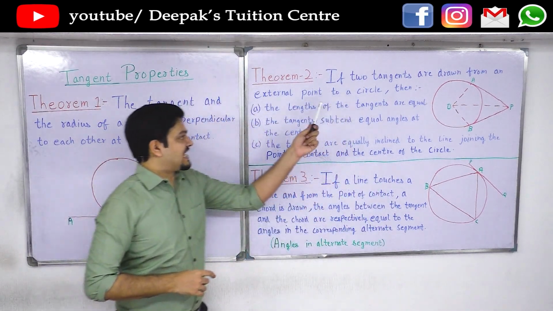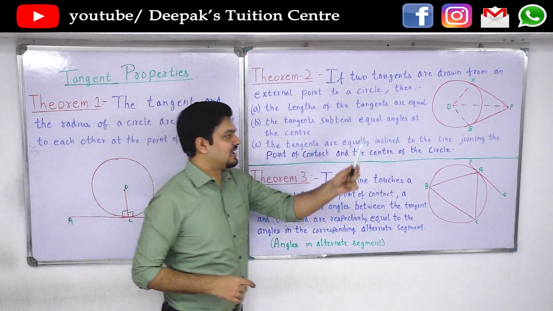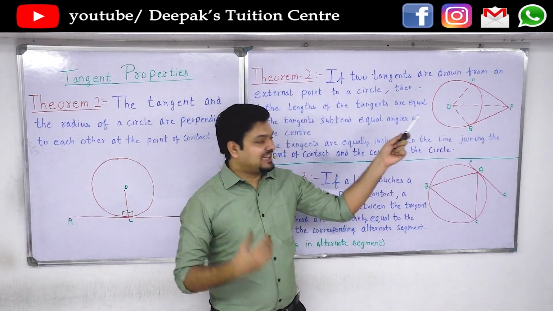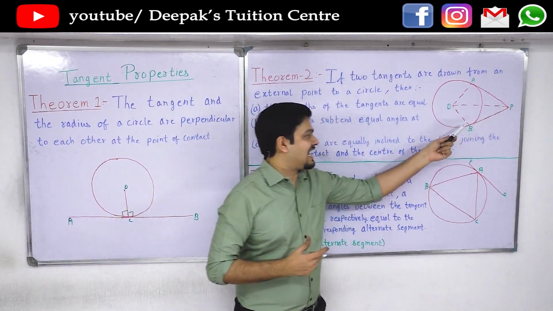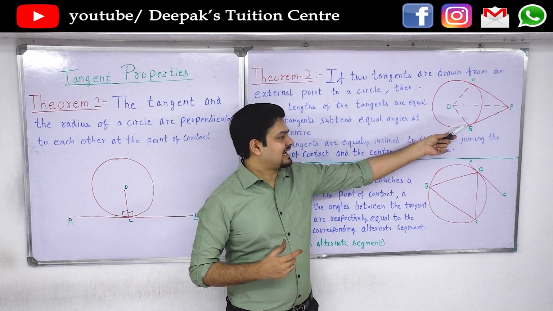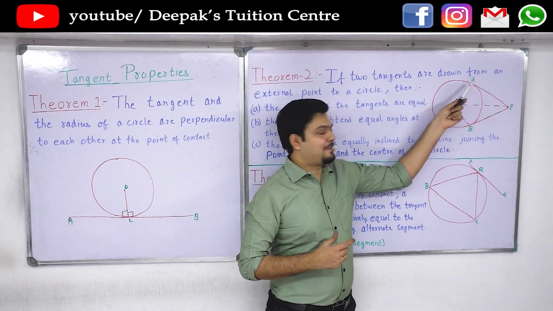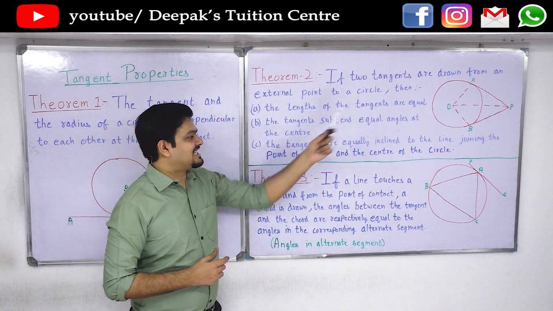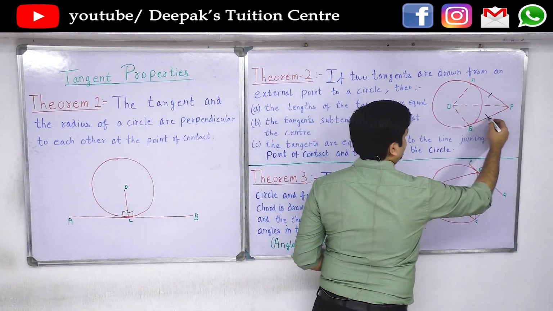The second theorem states: if two tangents are drawn from an external point to a circle. So here PA and PB are the two tangents. In this particular theorem, we consider the length of the tangent to end at B only. We do not consider the tangent if extended further. So we will consider only PB and PA, not further. Then the lengths of the tangents are equal. That simply means PA is equal to PB.